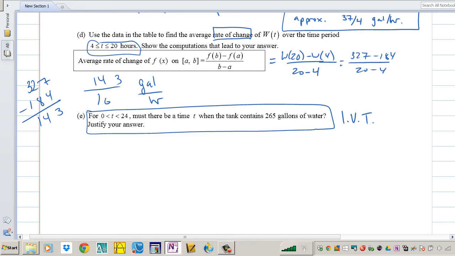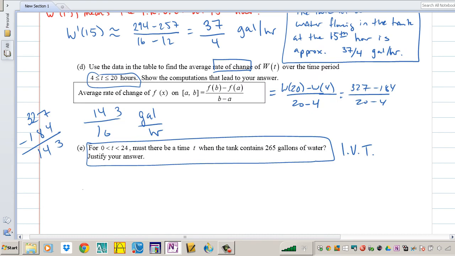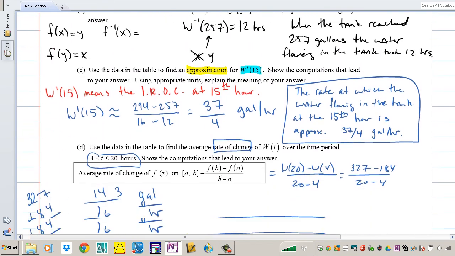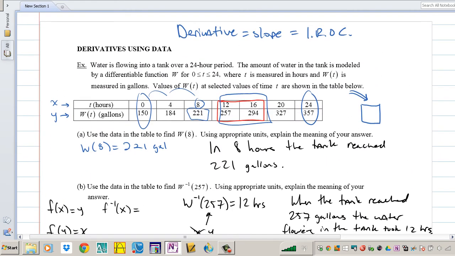So let's start with the first value. At the 12th hour, there was 257 gallons. So we're going to say yes, because W of 12... well, let's come back to the top over here. Notice that it says differentiable function. W is a differentiable function. And in the last lesson, and even the lesson before, we said that if a function's differentiable, it implies that it's continuous, but not the other way around. Continuity does not imply differentiability.